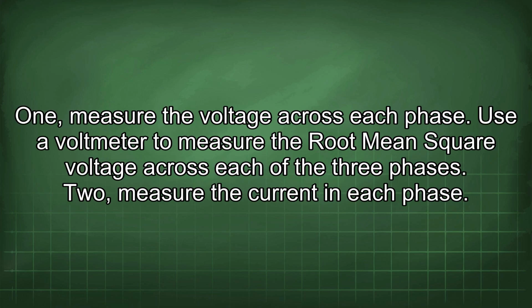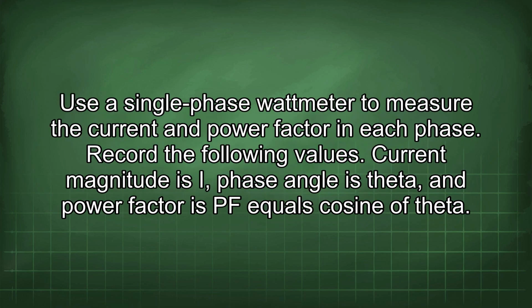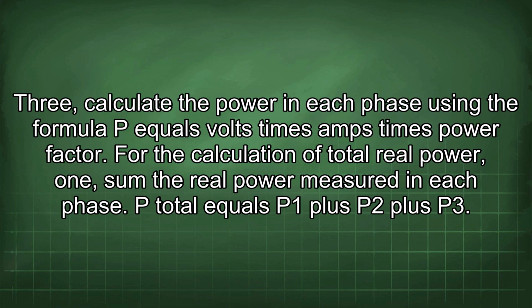1. Measure the voltage across each phase. Use a voltmeter to measure the root mean square voltage across each of the three phases. 2. Measure the current in each phase. Use a single-phase wattmeter to measure the current and power factor in each phase. Record the following values: current magnitude is I, phase angle is theta, and power factor is PF equals cosine of theta. 3. Calculate the power in each phase using the formula P equals volts times amps times power factor.